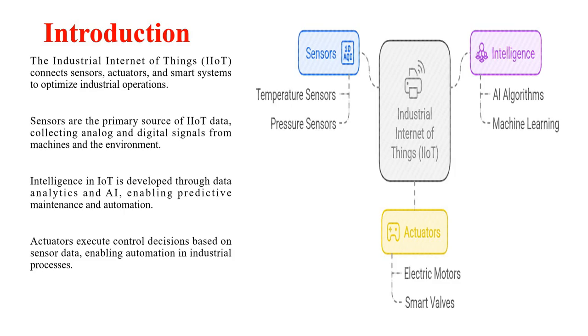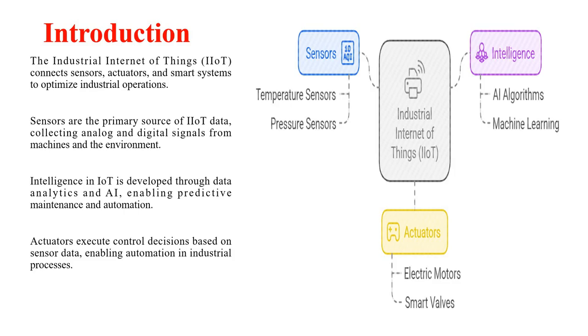Sensors are the primary source of industrial IoT data and are the foundation of industrial IoT, as they collect real world data from the machines, equipment and the environment. These sensors measure various parameters such as temperature, pressure, humidity, vibration and motion. The collected data can be analog or digital and is transmitted for further processing.